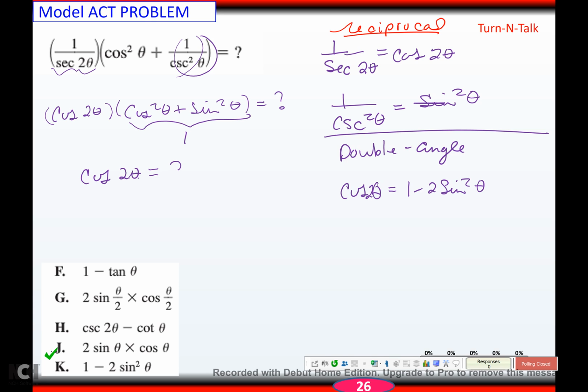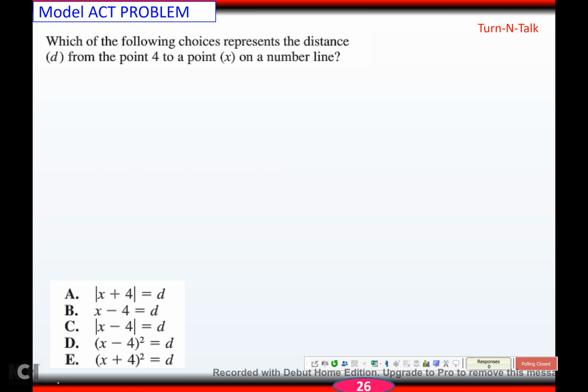Okay, and this should be down here at K, by the way. My little arrow's just up too far. So cosine 2 theta equals 1 minus 2 sine squared theta. I meant to move that down a little bit, sorry. The answer is K. My arrow just didn't come down far enough. All right, try this one. Hit pause, come back when you're ready.